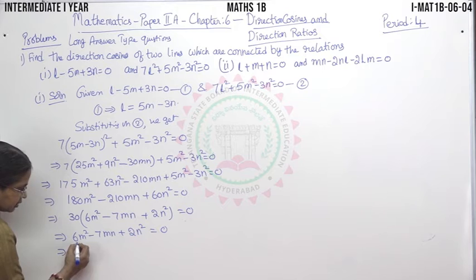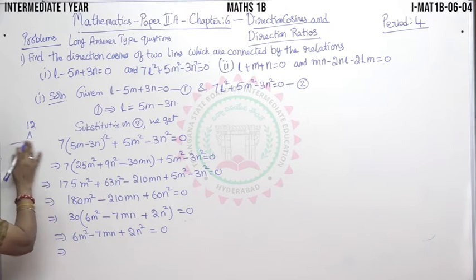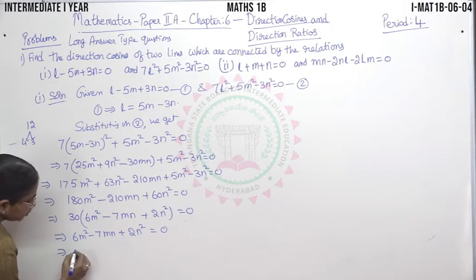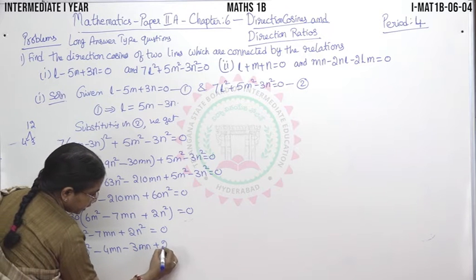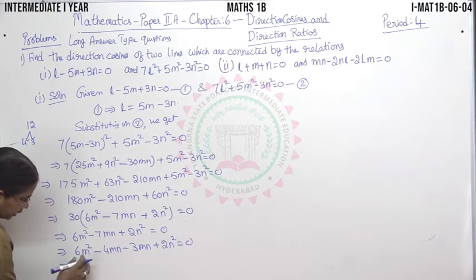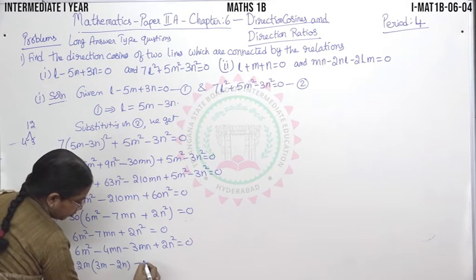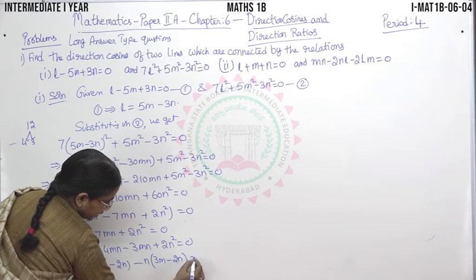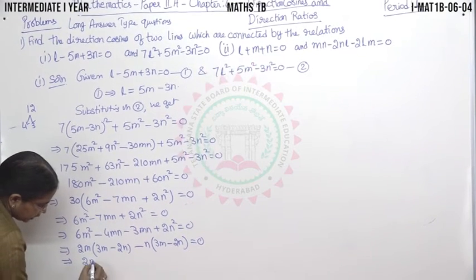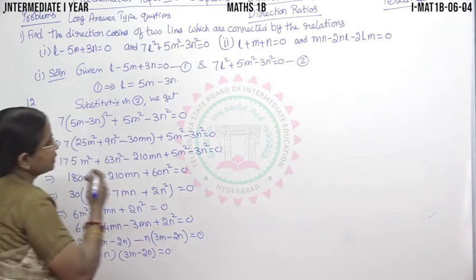Now find the factors for this. 6 into 2 is 12, and 7. You must find the factors of 12: 4 and 3, 4 threes are 12. So you can write 6m square minus 4mn minus 3mn plus 2n square. Find the factors. You can take 2m common from the first two terms, so 2m into 3m minus 2n, and from the next two take minus n common, so minus n into 3m minus 2n is equal to 0. So that means 2m minus n into 3m minus 2n is equal to 0. These are the factors.